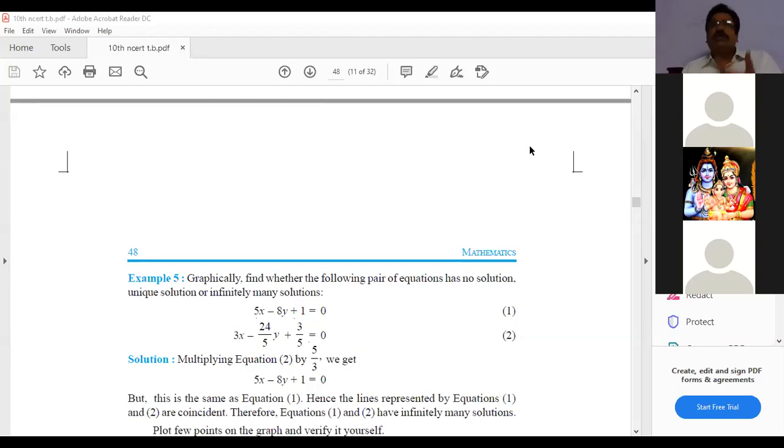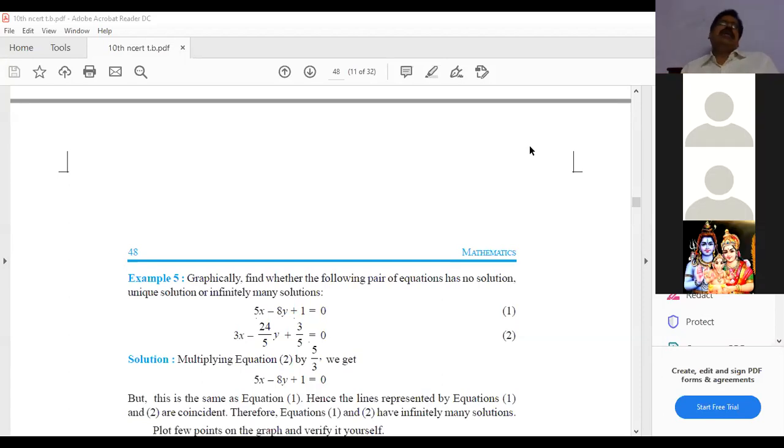When we are representing graphically, it is compulsory. In any set, they can ask for the graph. Or in statistics, they can ask 2 graphs: one in linear equations in two variables, one in statistics. In any set, they can ask the graph for linear equations or statistics.